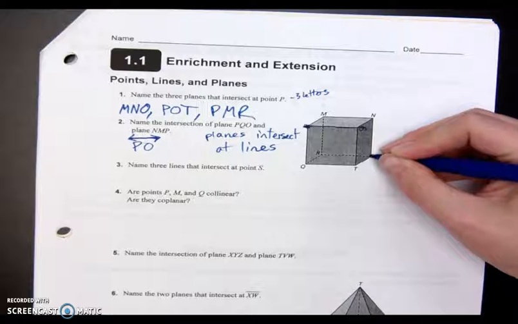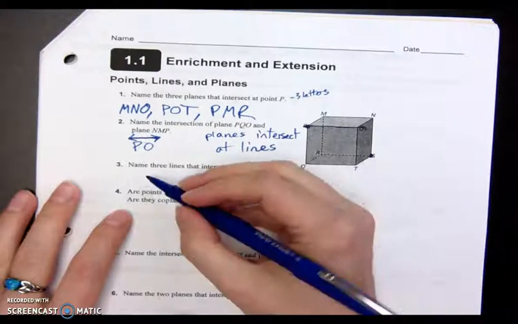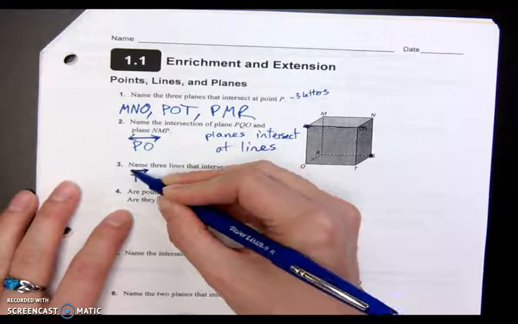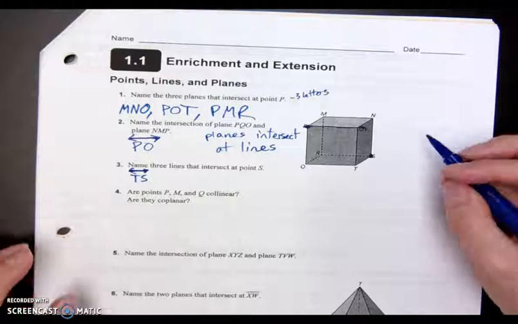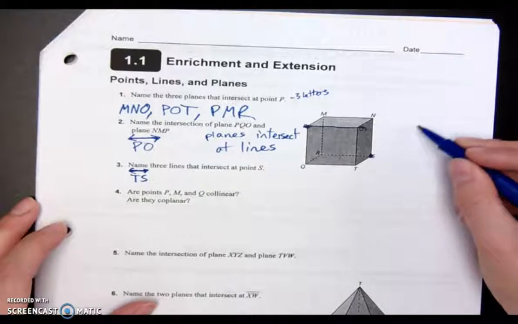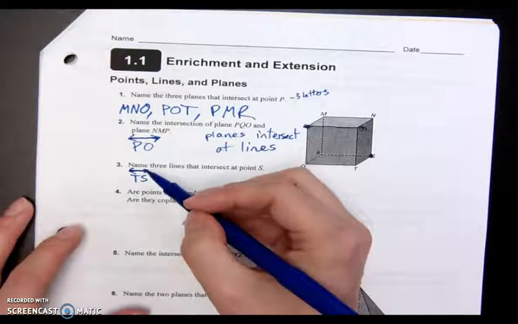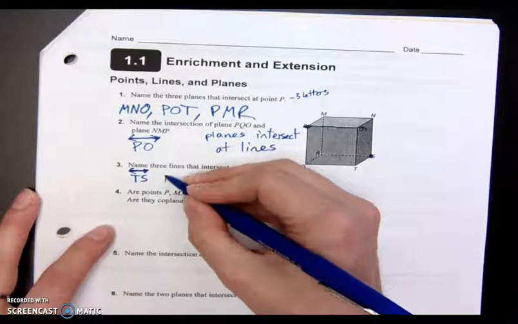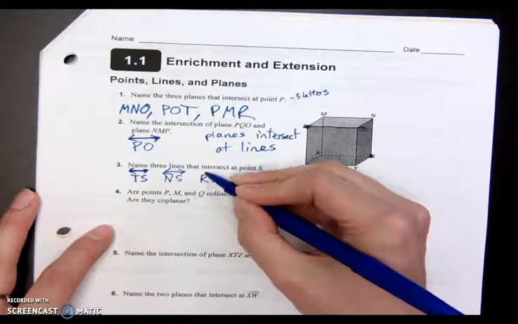All right, so name 3 lines that intersect at point S. So here's our point S. So what are some lines that touch point S? So we'll go TS. And it says lines. I had a good question earlier on why would these not be segments. And so in geometry, not everything's drawn. So we're saying if we had an infinite line going through point S and this cube, where would it go? So that's why we're using full lines, because that's what it asked. All right, and then it's NS and RS.